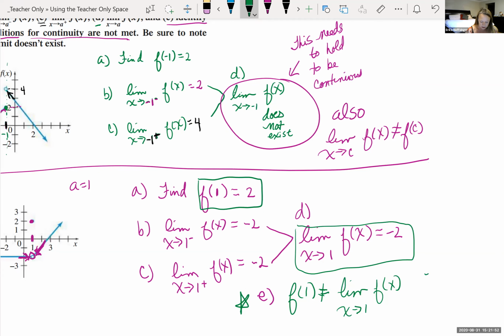So therefore, f of x is not continuous at x equals 1.